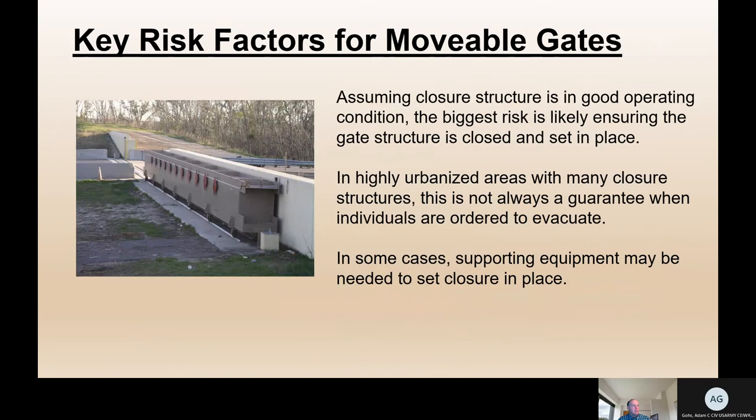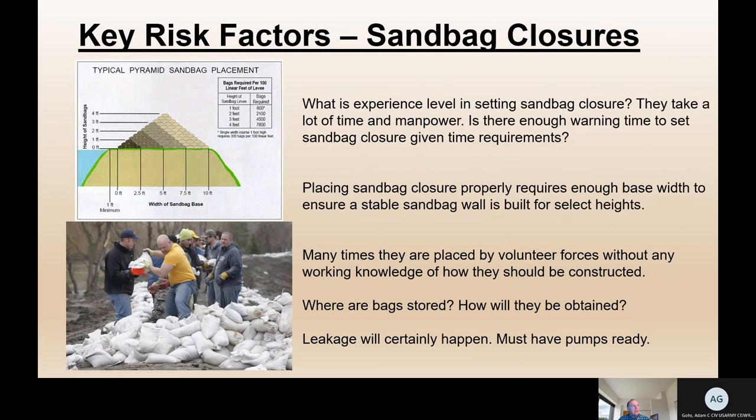Movable gates. So probably the highest risk factor for movable gates is, did they remember to get it put in on time? You know, these are the highest level of reliability. They have the greatest ease of installation, and they require the least amount of time to install. And sandbag closures are just the opposite. They take the most time to install.